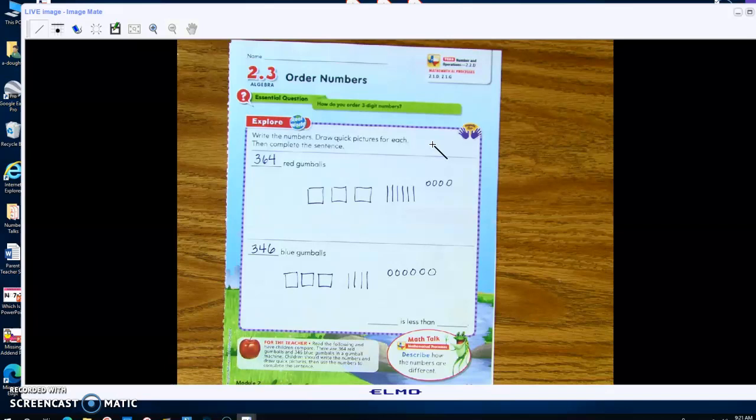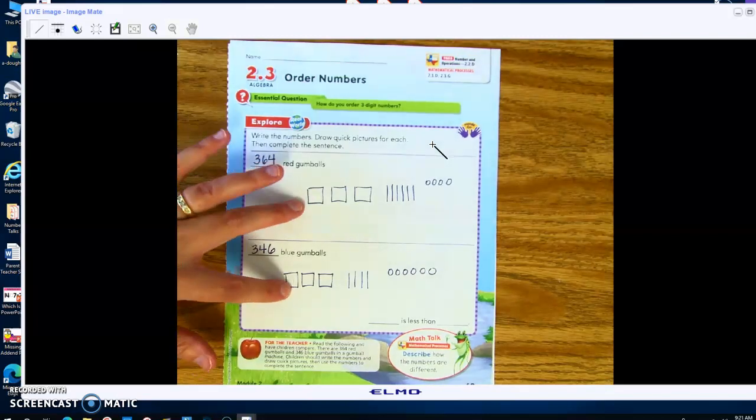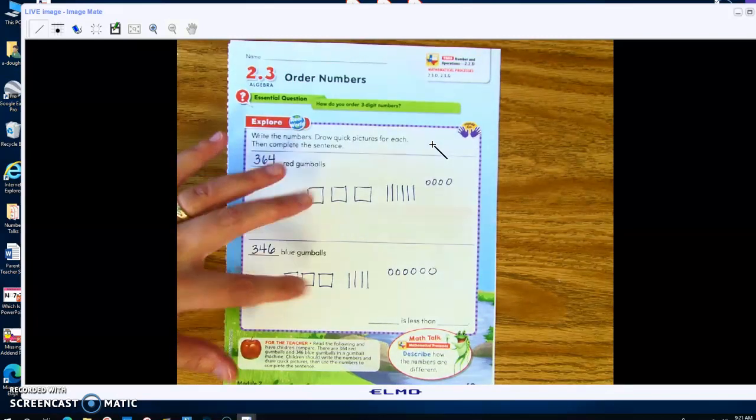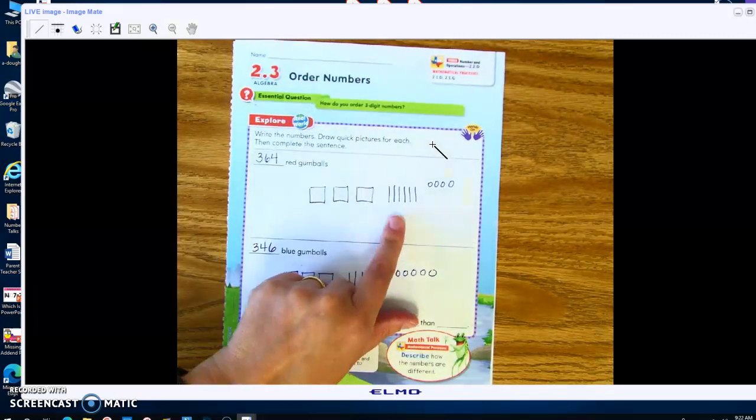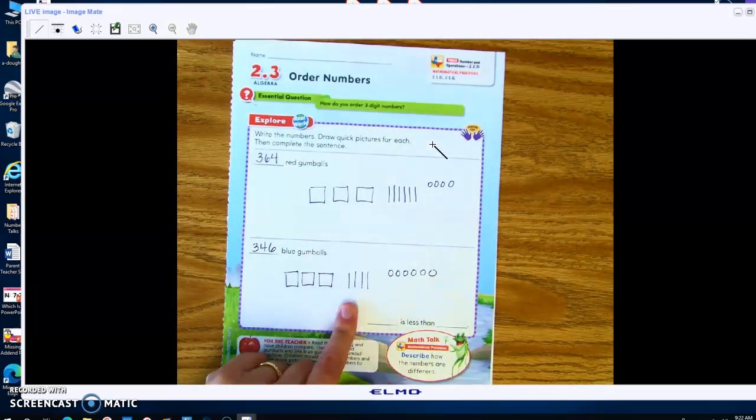Now I want to know which one is the less. Which one is the least one? Which one is the smallest? Less means small. So can I tell by the hundreds? No. Can I tell by the tens? Yes. So which one is smaller? 6 tens or 4 tens, Xavier?